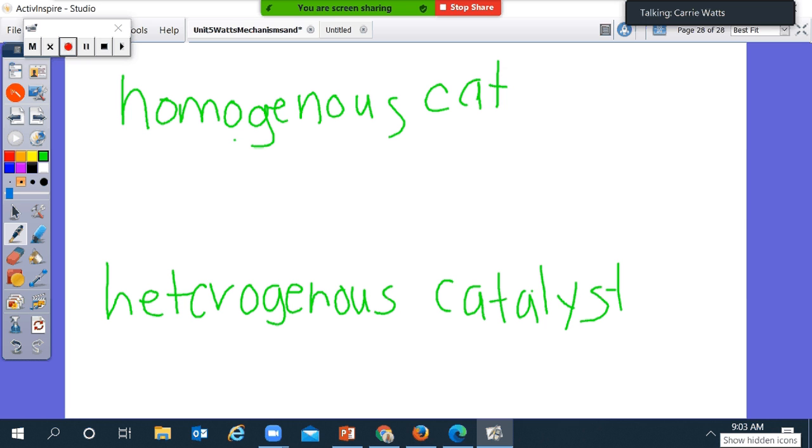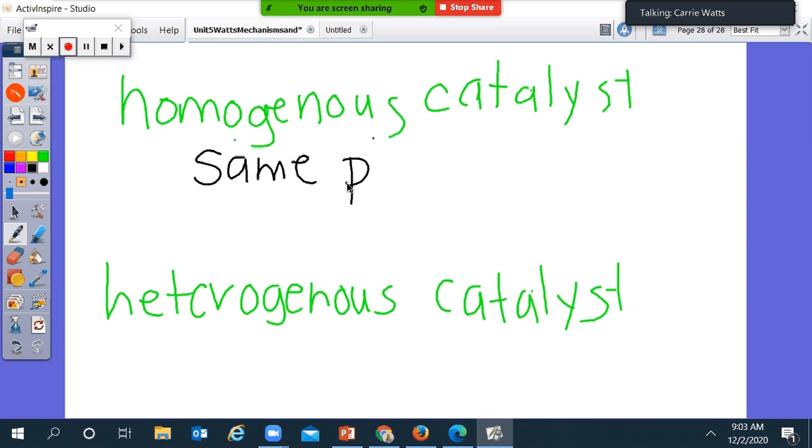Now, homo, of course, means same, hetero means different. The key is that a homogeneous catalyst is in the same phase as the components of the reaction. So, for example, if you were doing some aqueous reaction, the catalyst would be an aqueous solution as well. Heterogeneous means it's in a different phase.